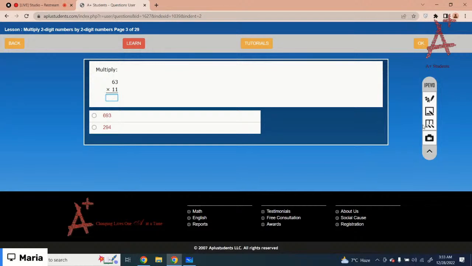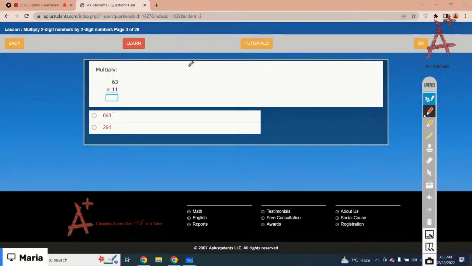You have to do 63 times 11. So start multiplying with the ones digit. 1 times 3 is 3 and 1 times 6 is 6.